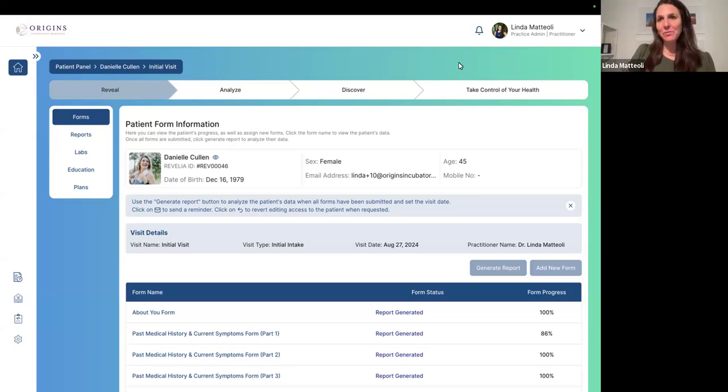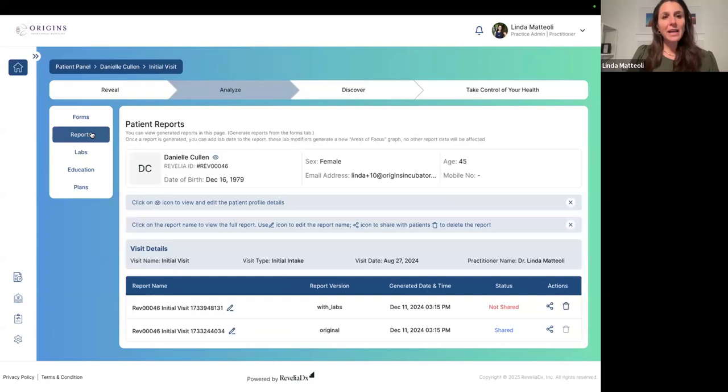So right now I am logged in as a practitioner, and as you can see up at the top, I'm in patient Danielle Cullen's chart and her initial visit. Now, up at the top, you'll see Reveal, Analyze, Discover, Take Control of Your Health. Reveal correlates to forms. So this is where the patient is giving us information about themselves so we can learn more about them. Once we analyze that data in the Reports and Labs tab, we've moved on to Analyze.